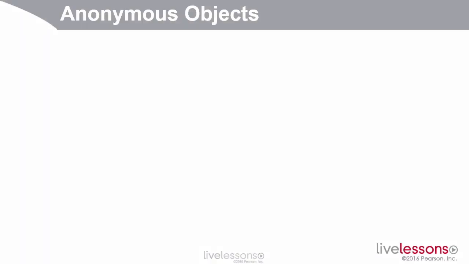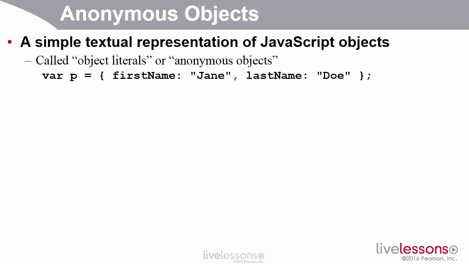Just as JavaScript has anonymous functions, JavaScript also has anonymous objects. And so it's just a simple representation of what an object would look like. And so you enclose it in curly braces. Remember that arrays were enclosed in square brackets. And then inside, you have a series of pairs, property name, property value, property name, property value, with commas in between, but with no comma at the very end.